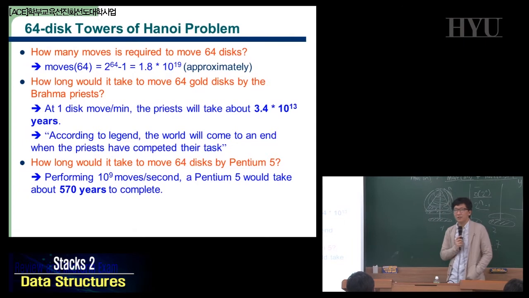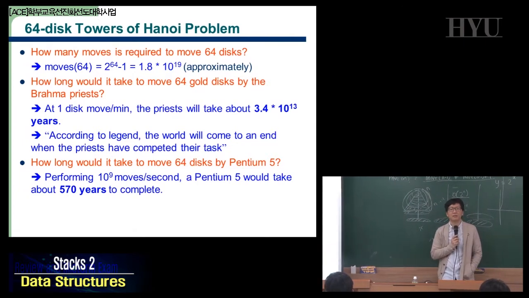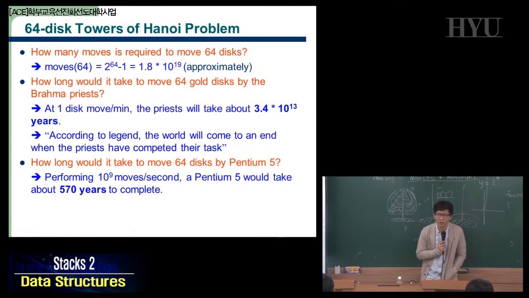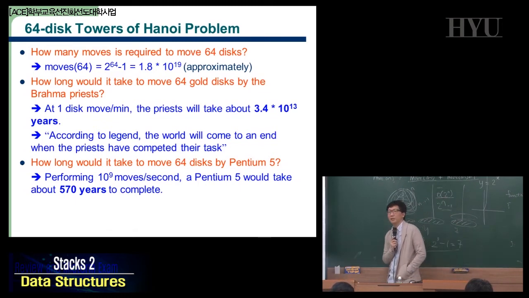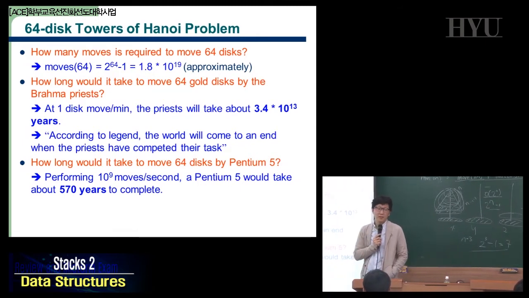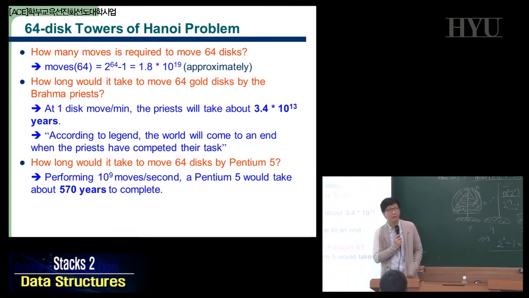So it takes 10 to the 9 moves per second. This computer can do 10 to the 9 moves per second, but it still takes 570 years to move every disk into C. It takes a long time. To simply show you, the recursive approach would take a lot of computation time, from 3 disks to 64 disks, a lot. Right?